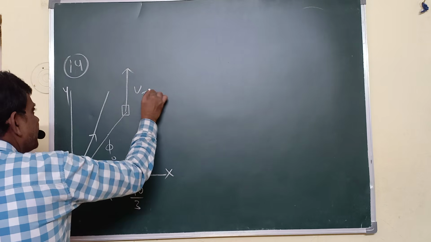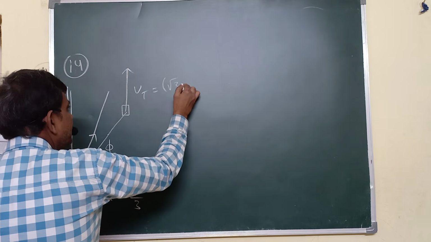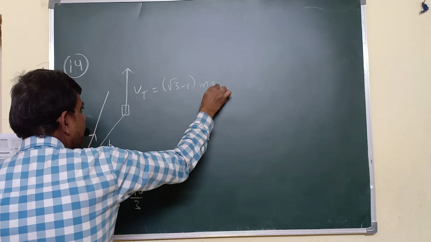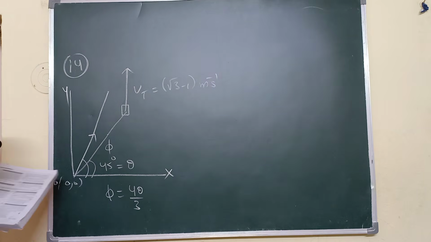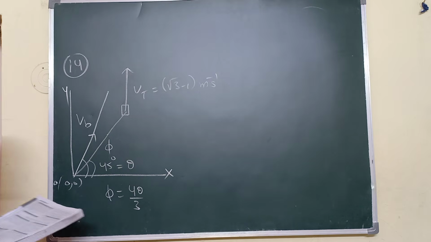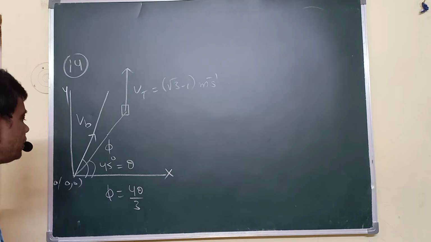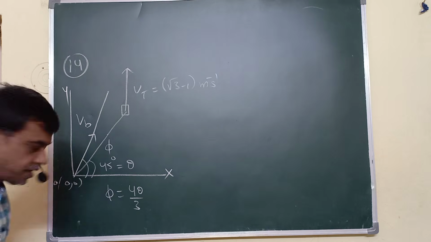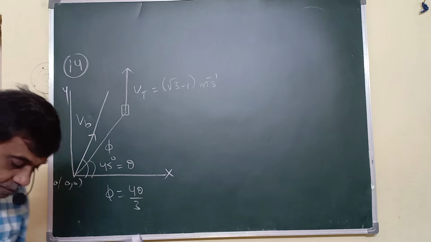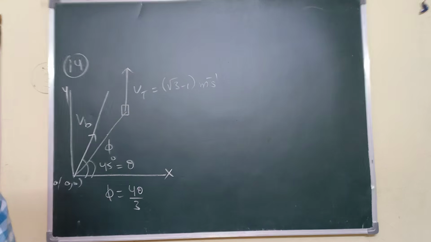The velocity of the trolley is given. What is the velocity of the trolley? That is root 3 minus 1 meter per second. And what is this? The velocity of the ball. One ball is thrown like this. So what happens? Sometimes these two are colliding. So from this information we are finding the velocity of the ball. This information only we know, the meaning we don't know. By using this only we are finding the velocity of the ball.